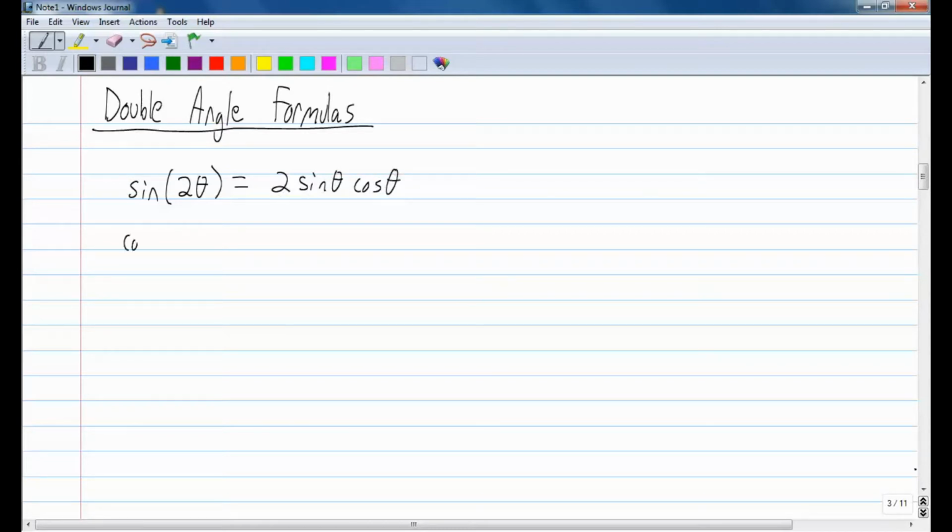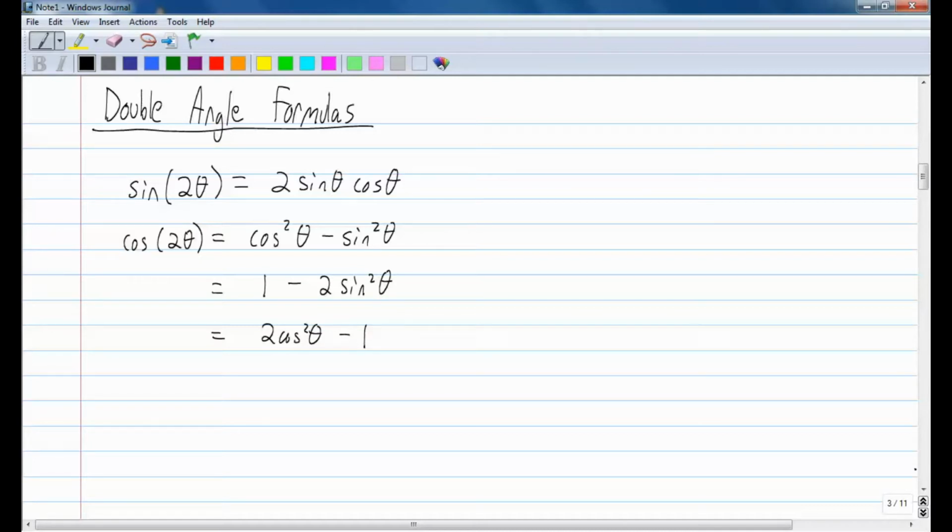Alright, for cosine of 2 theta, that's equal to 3 different things. So we have a lot of choices for cosine of 2 theta, and you always choose the formula that is most appropriate to whatever you're working. One of the formulas is cosine squared theta minus sine squared theta. Another one is 1 minus 2 sine squared theta. And the last double angle formula for cosine is 2 cosine squared theta minus 1.